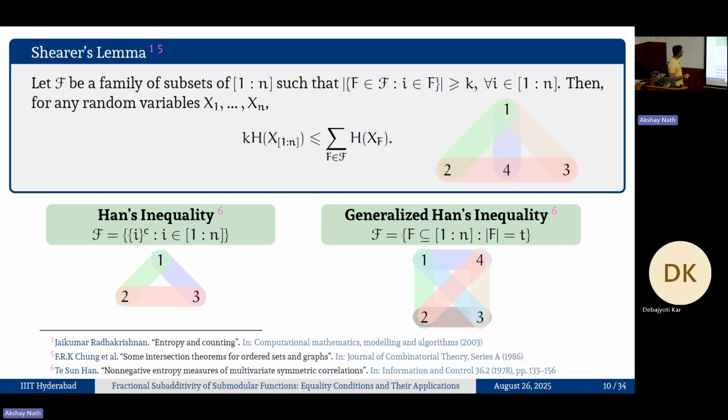And this actually generalizes a lot of inequalities that were known before. There is Han's inequality, where the family is of a very specific kind, one complement. So the basic Shearer's lemma is exactly Han's inequality. And you can also have a generalized Han's inequality where you look at subsets of size t each.